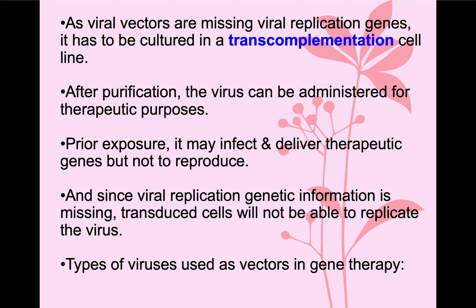This is just a precautionary measure to make sure that the virus property is totally devoid in the vector. And since viral replication genetic information is missing, as I said earlier, transduced cells will not be able to replicate the virus. So replication of the transgene is being done by incorporating another version of replication mechanism. And these are the types of viruses used as vectors in gene therapy.